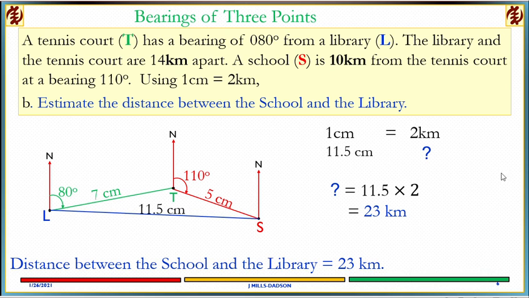So these are simple bearing questions that you may encounter in examination. All you need to know is how to measure your angles, how to do a bit of conversion, and how to calculate missing angles using alternate, corresponding and allied angles, and you'll be sorted out in bearings. And that leads us to the end of our lesson on bearings.